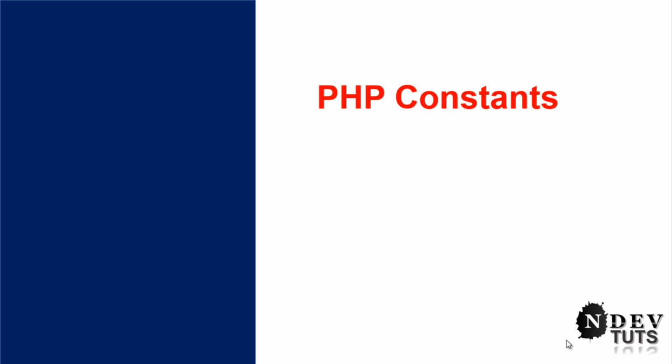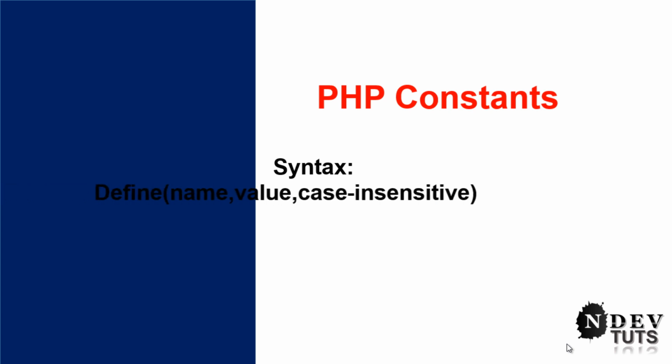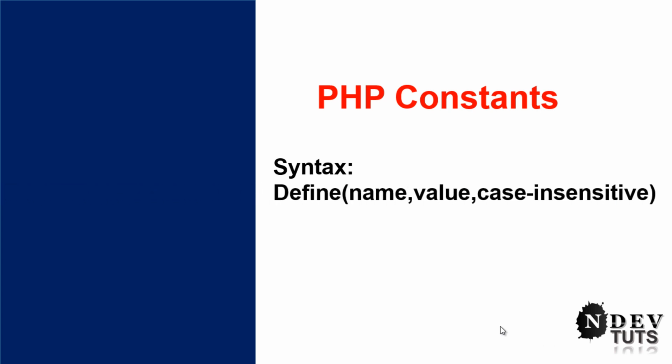A valid constant name starts with a letter or underscore. No $ sign before the constant name. Syntax of PHP constant. To create a constant, use the define function.